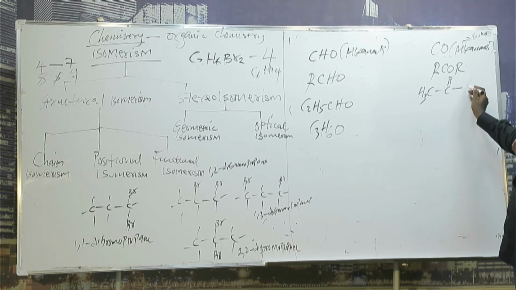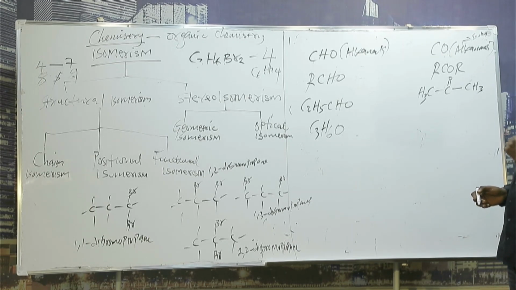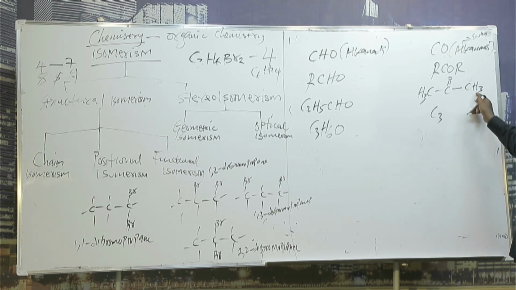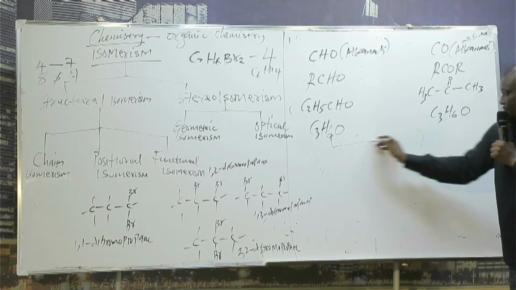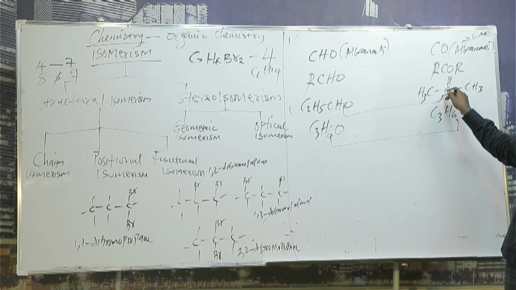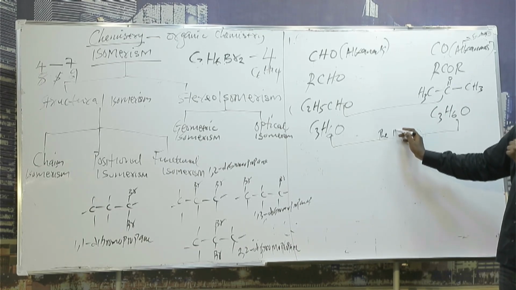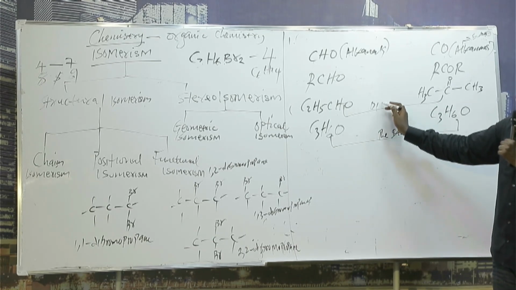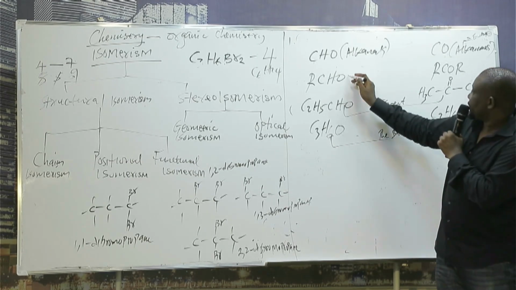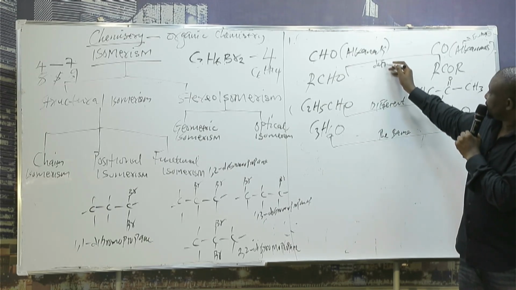CH3, this CO, do you see? And CH3. So now, if I want to write the molecular formula, it will be C3H6O. If we now have the same molecular formula, different structure. See, the structure is not the same. This one is the same, while this one is different. Are you with me? As well as the functional group, which is also different.